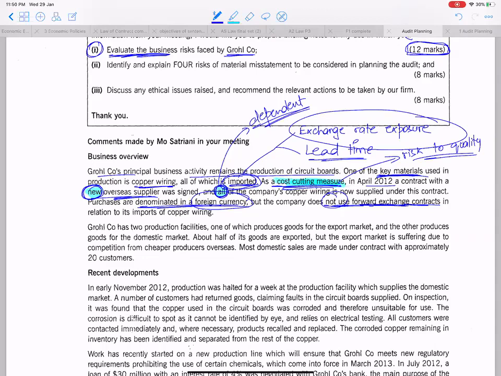Like, for example, I think that I can write the risk of exchange rate exposure easily because I have sufficient points in the form of costs denominated in foreign currency and the fact that the company does not use forward exchange contracts. Okay? Then all of the wiring is now supplied from a single supplier, which creates dependency, so you can argue that in case of any dispute, we face a risk.